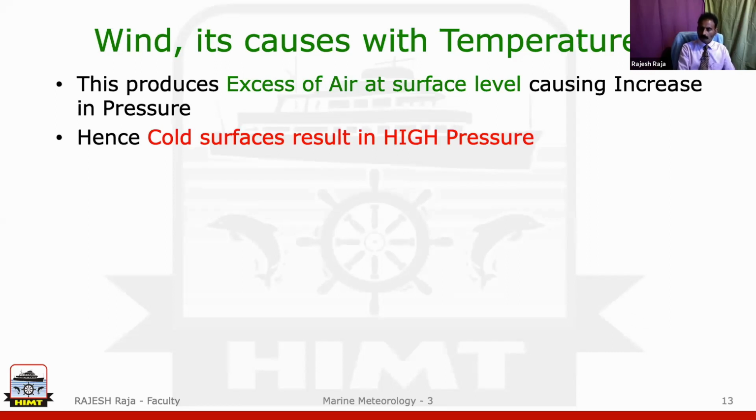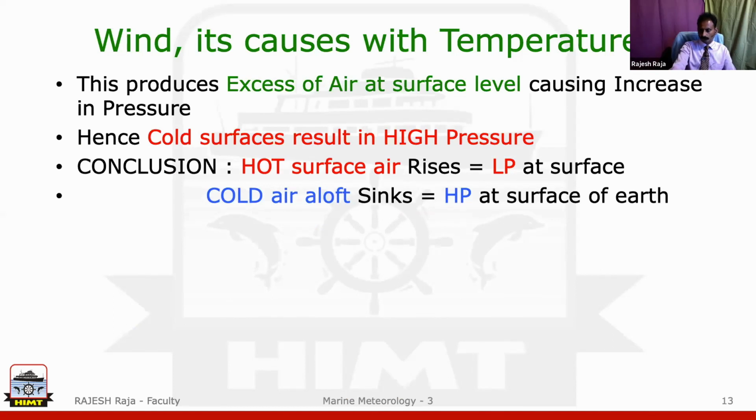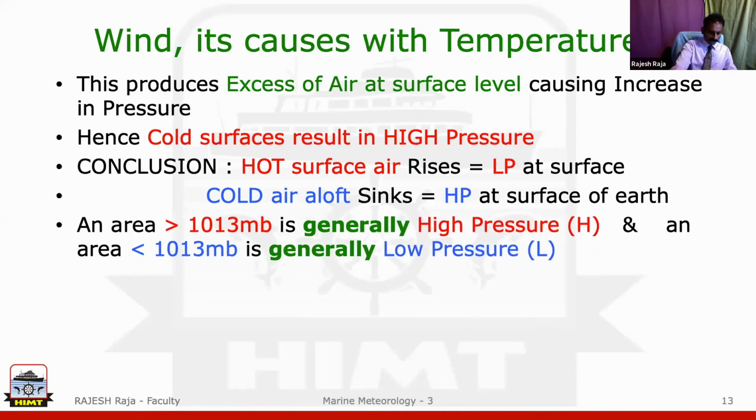So these two are among the most basic points before you start talking about any pressure system. When you see a hot land, you can expect low pressure around there, and if you see a cold place, you can expect a high pressure. Okay, these are the basics. So this is the conclusion I'm giving you on all the previous sentences and paras. Hot surfaces, air rises, it gives low pressure at the surface. The cold air aloft, which is up, will try to sink, come down, and create high pressure at the surface of the earth.